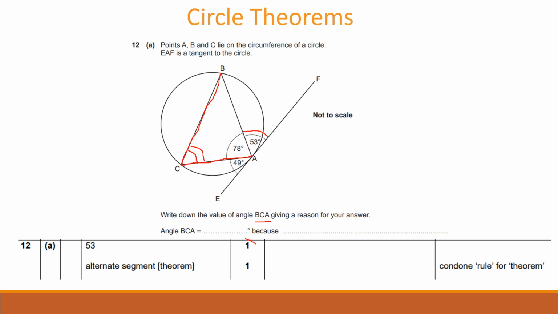So you get 1 mark for just writing 53, and there's 1 mark for writing alternate segment. Now if you wrote theory as well, that's absolutely fine. That word theory is optional, and it does say condone, which means allow the word rule or allow the word theorem. Okay, so that was 2 marks in total for question 12A.